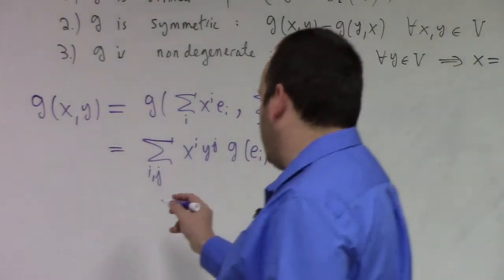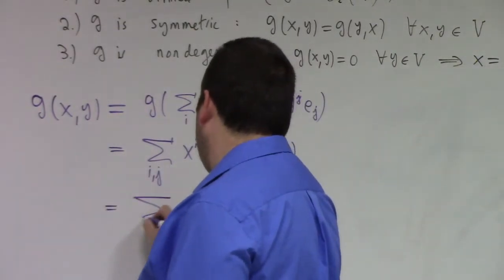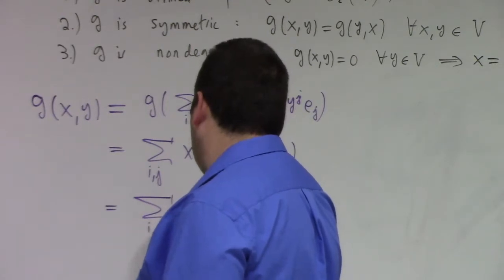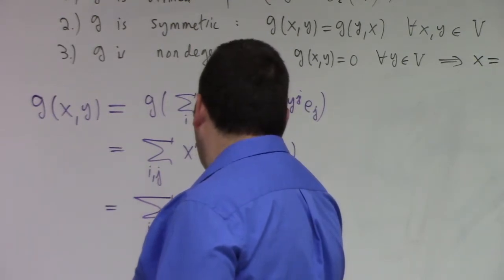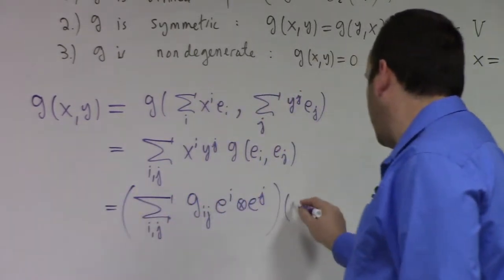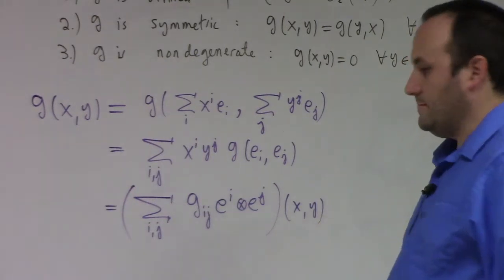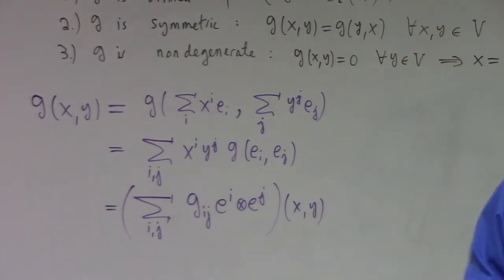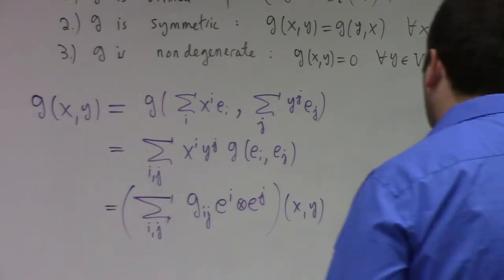Now, of course, I can rewrite this as a sum over ij of gij, e upper i tensor e upper j, all acting on x, y. Because again, a type 0-2 tensor is something in V dual tensor V dual. It's the sum of the tensor product of dual vectors with themselves.